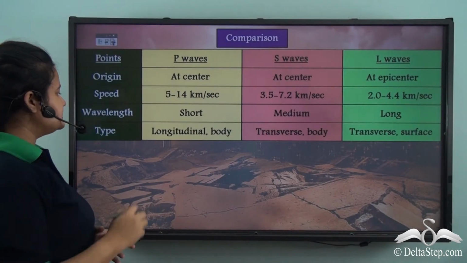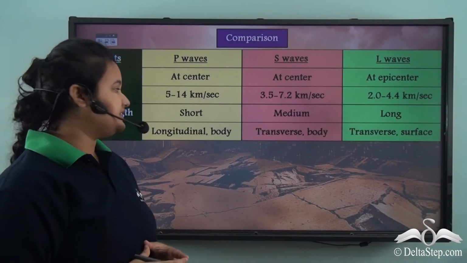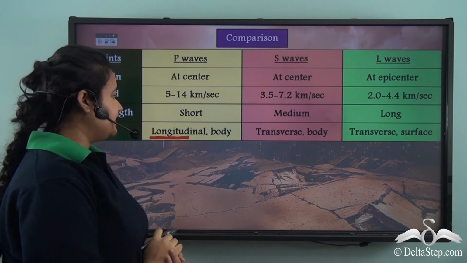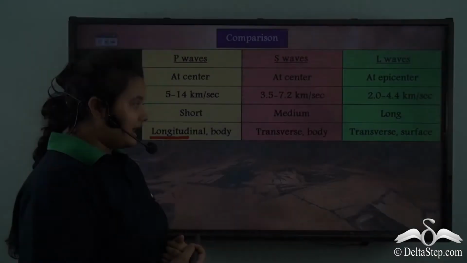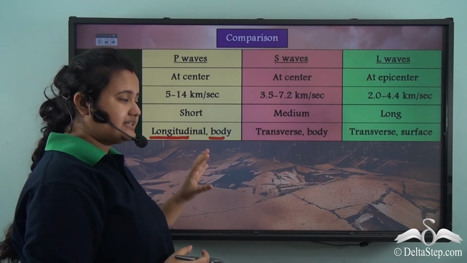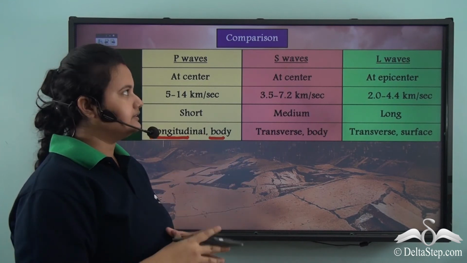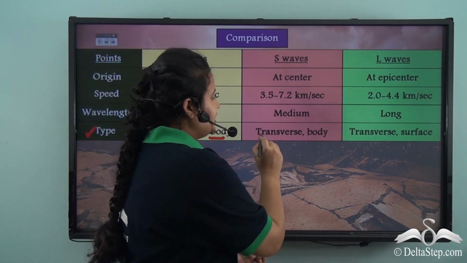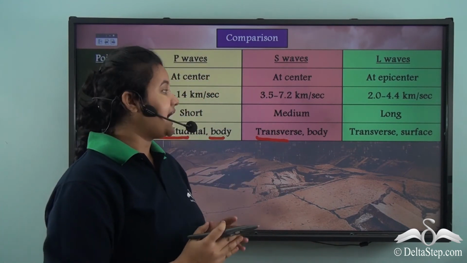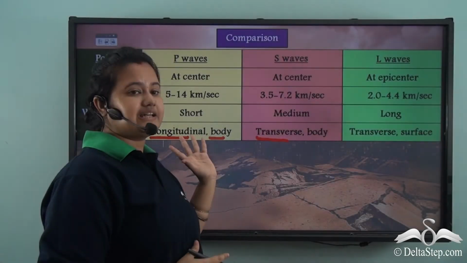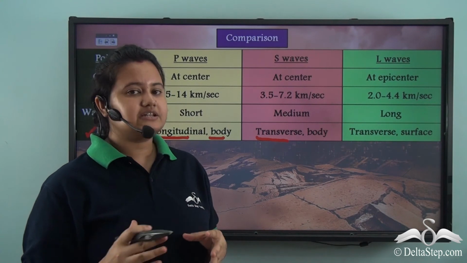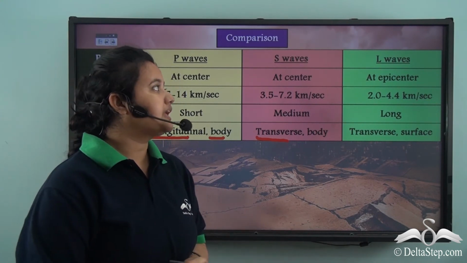Now, let us discuss the type or nature of these waves. P waves are longitudinal waves. These waves travel back and forth. And also, P waves are body waves, that is, they originate at the center and travel inside the earth. S waves are transverse waves. They move up and down or sideways, as we saw in the video. Just like P waves, S waves are body waves, as they originate at the center and travel inside the earth.